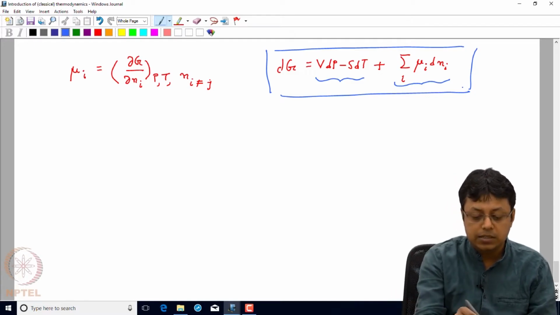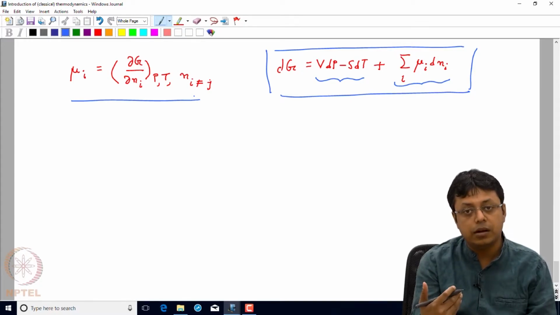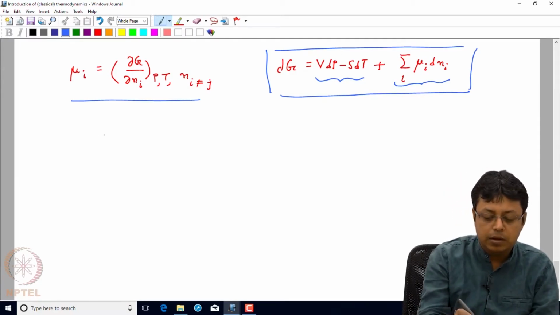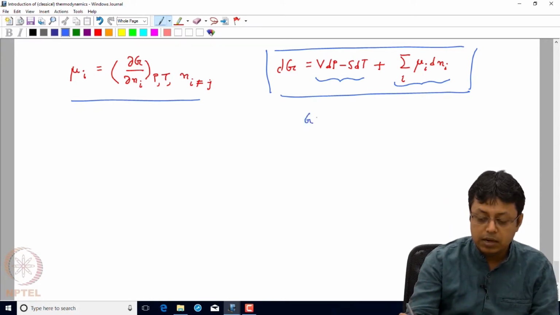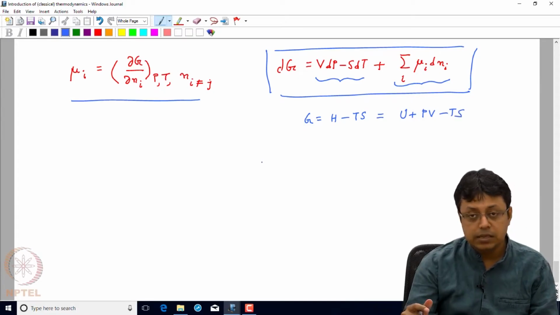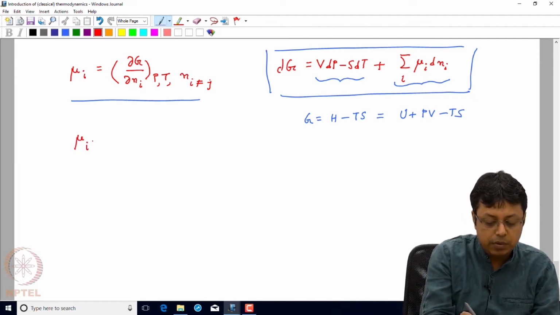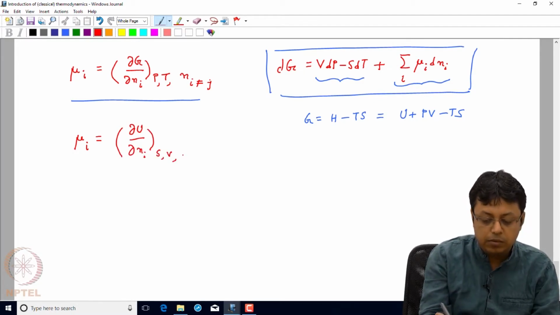Now, just like we define mu i as a derivative of G, you can also express it in terms of the derivative of other thermodynamic parameters, for example the internal energy. Now how do you do it? You can always get back your expression for U, because you know that G is nothing but H minus TS. Now what is H? H is nothing but U plus PV, and then you can take the derivative, see the relationship between dG and dU, and from that you can easily figure out that this mu i is also equal to the partial derivative of the internal energy with respect to the change in constituents when the entropy, the volume and all other constituents are kept constant.